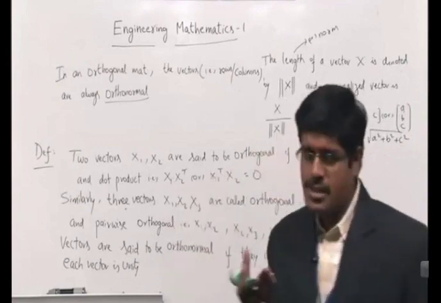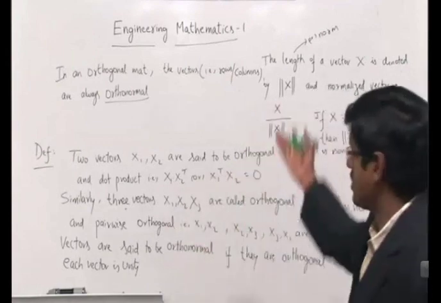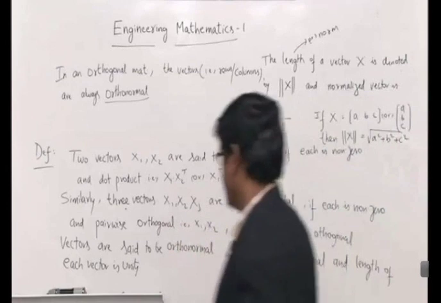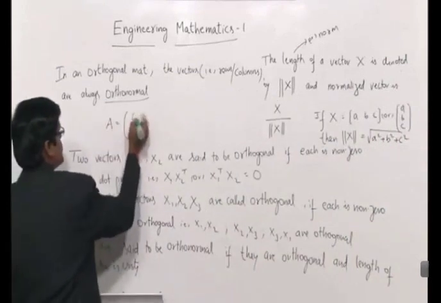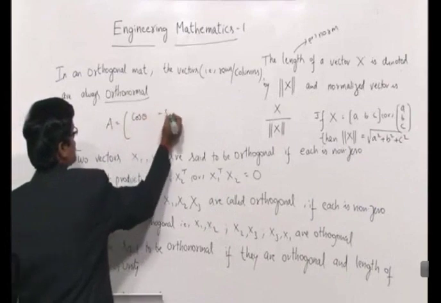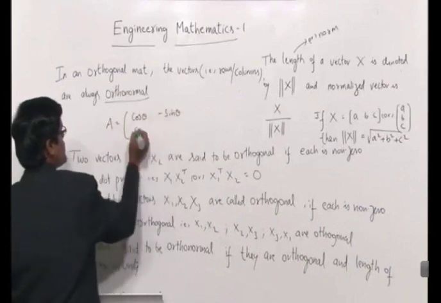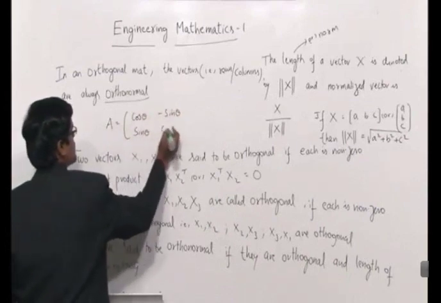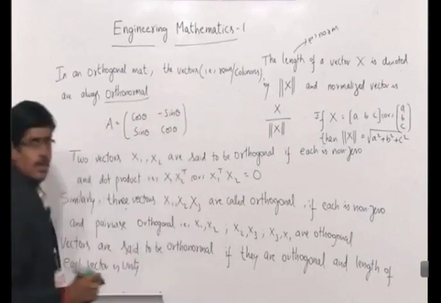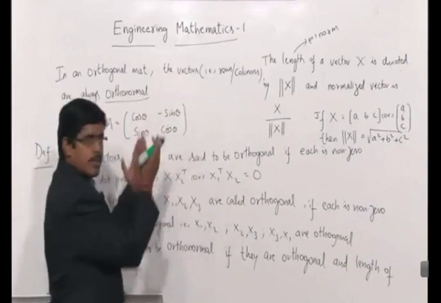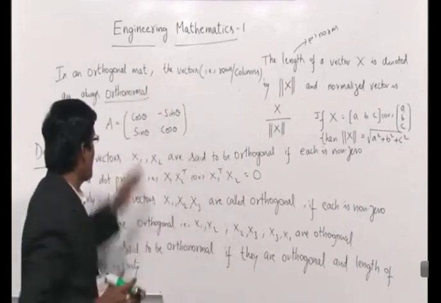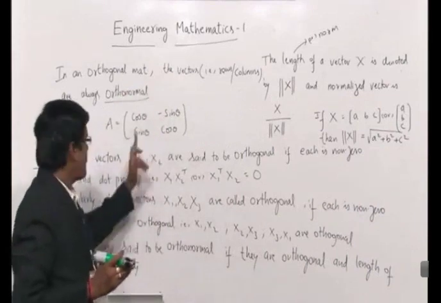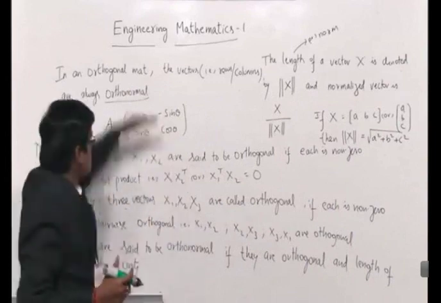For 2 to 3 problems we have done, and the standard orthogonal matrix I have given, check whether these things are correct or not. The 2 by 2 orthogonal matrix I have given: cos theta, minus sin theta; sin theta, cos theta. Only 2 rows, 2 columns. How to find the dot product of 2 columns or 2 rows? Correspondingly multiply and then add. Cos into minus sin plus sin into cos gives 0.